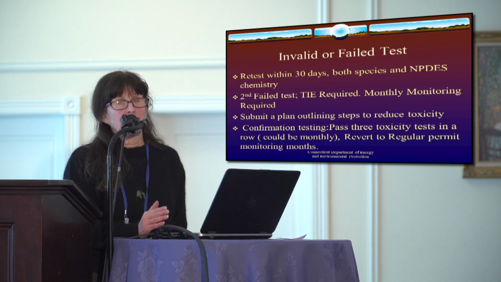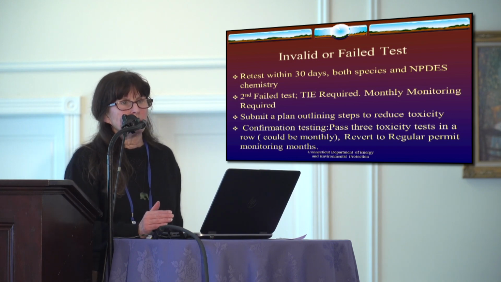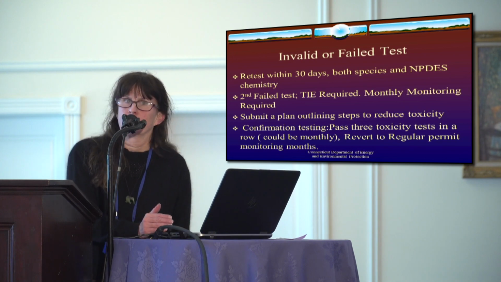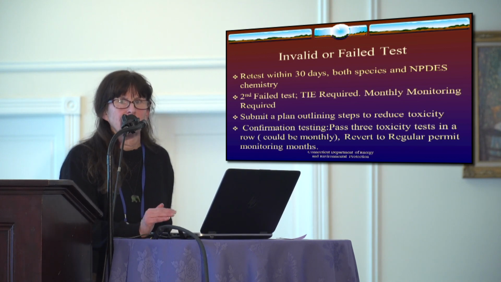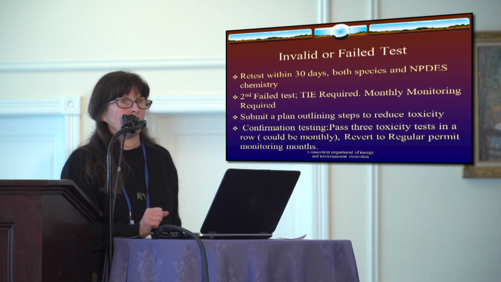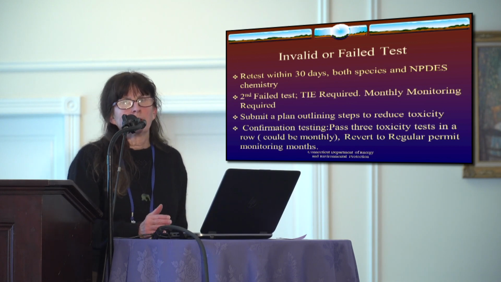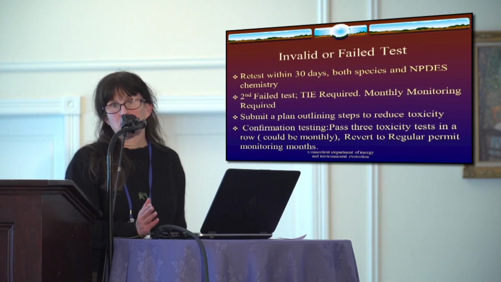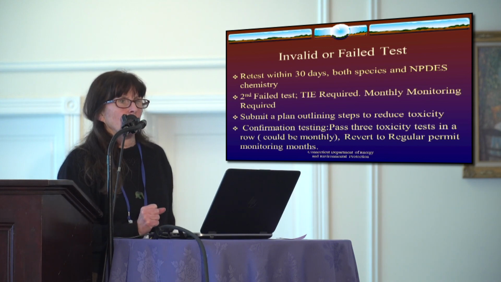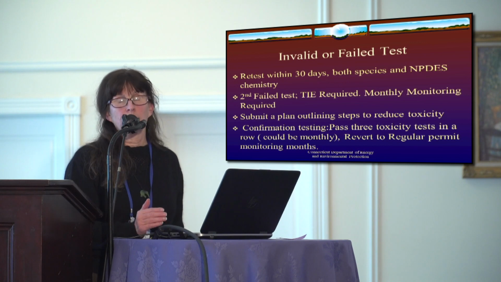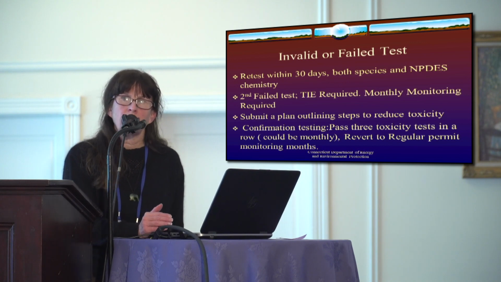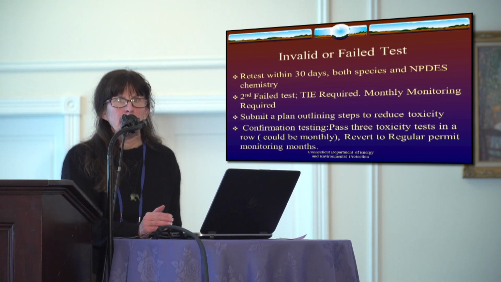And then in that plan, you have to have something we call confirmation testing, which is 3 pass tests after you solve the toxicity issue. Usually it's monthly monitoring in Connecticut. EPA protocol allows it to be closer, like bi-weekly monitoring or whatever. Once you pass your 3 tests, then you can go back to the quarterly monitoring listed in your permit.